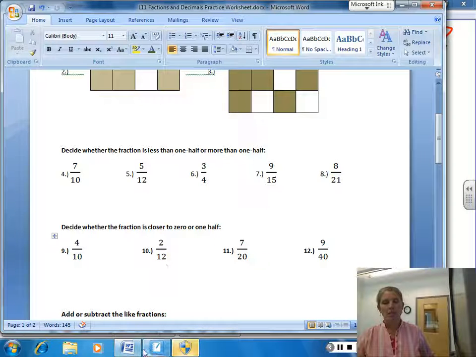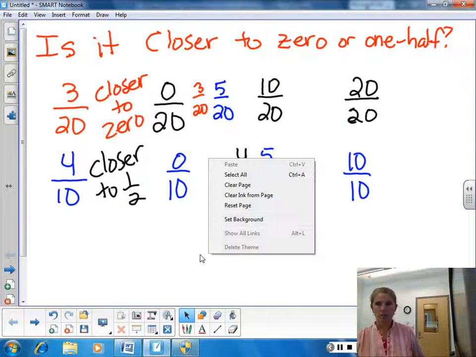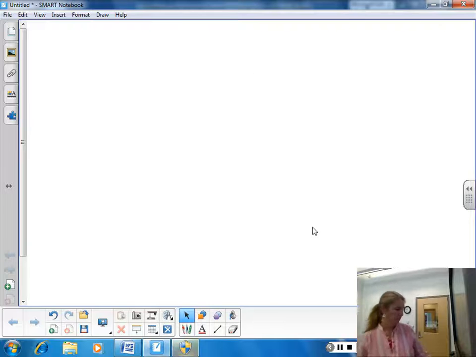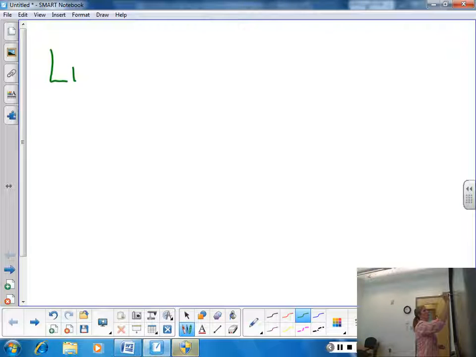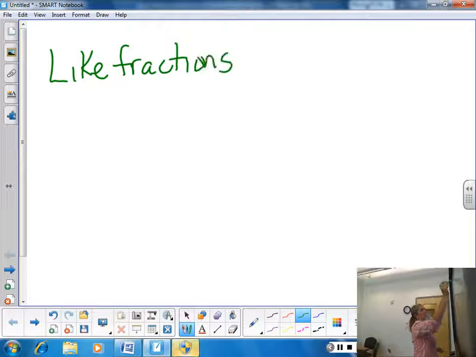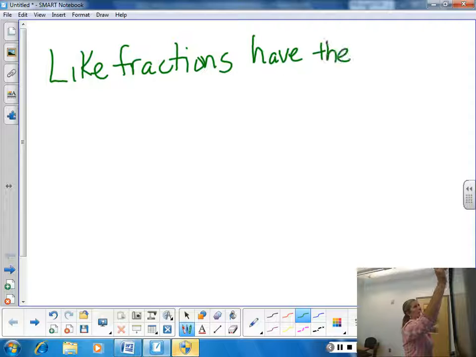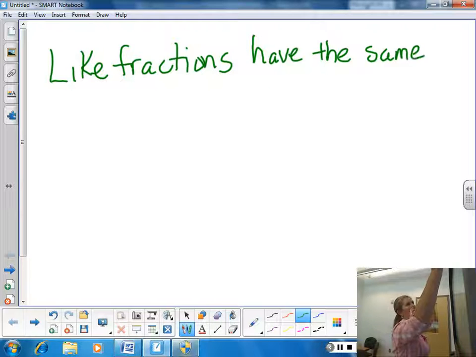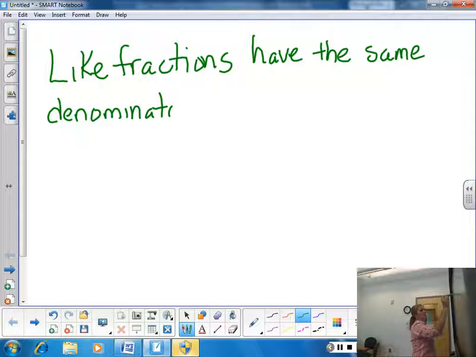Okay, the next thing is about like fractions, and that's another vocabulary term that I want you to have. Like fractions have the same denominator. Adding and subtracting like fractions is very easy. Adding and subtracting unlike fractions, when the denominators are different, that's a lot harder. We're not doing any of the unlike, we're just doing like fractions today.